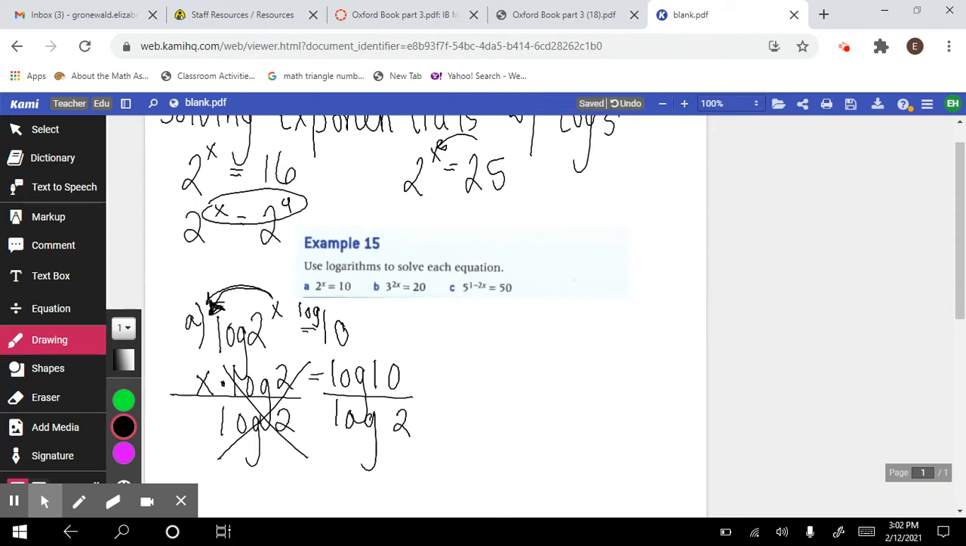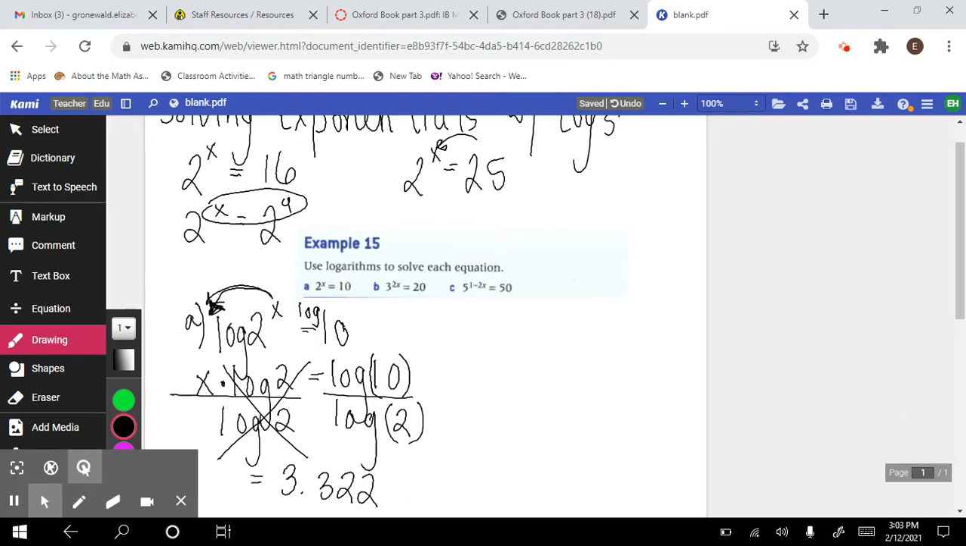So I'm going to type into the calculator log 10 divided by log 2. Make sure when you do your logs, you close the parentheses. So the calculator will put it like that. You need to close it on both logs. Log 2. So we'll go with 3.322.